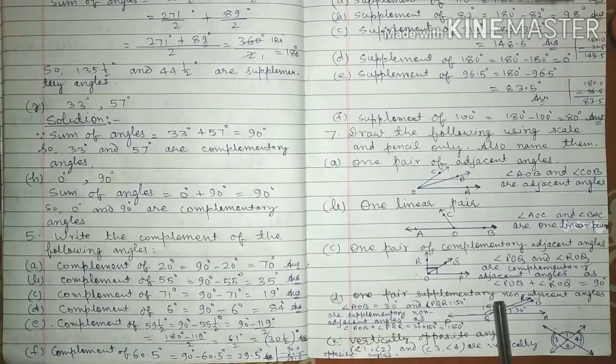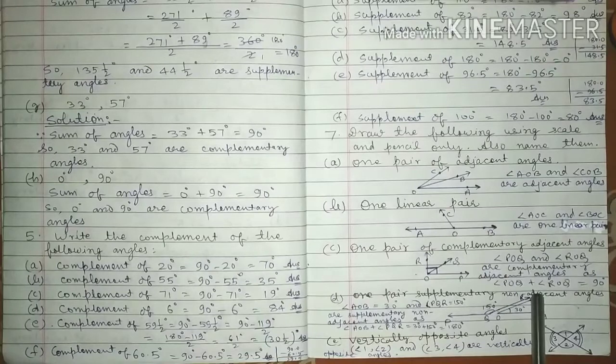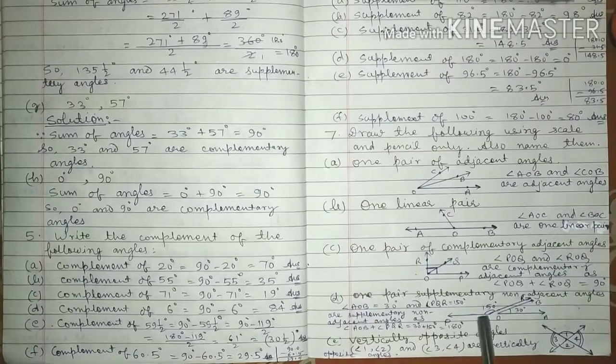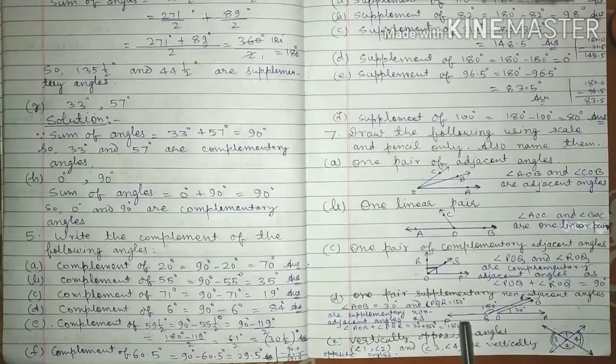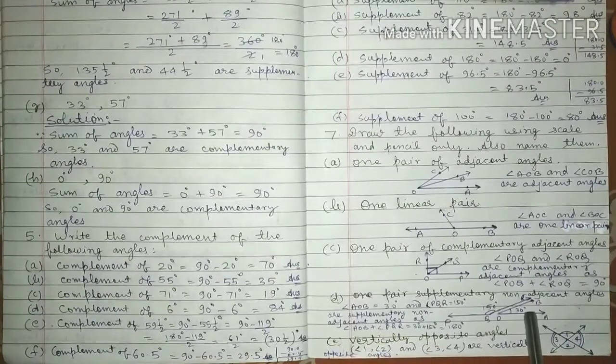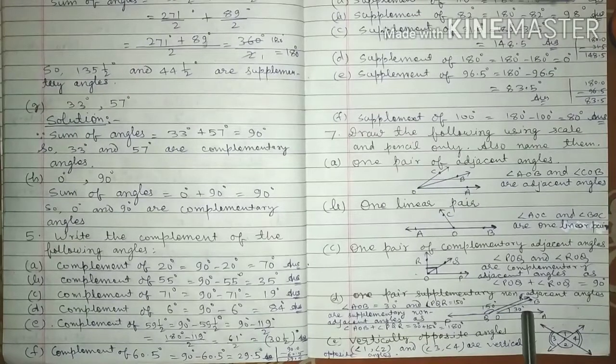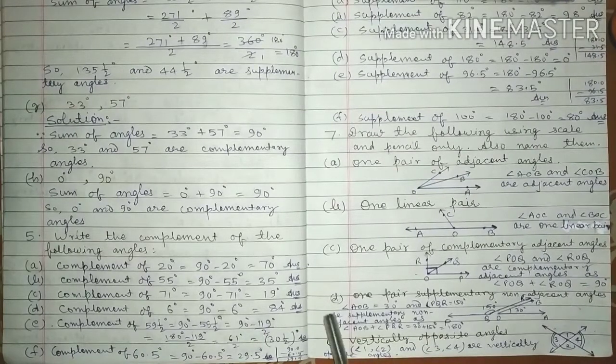D. One pair of supplementary non-adjacent angles. We draw angle AOB and angle PQR such that their vertices are not common and their arms are not common. Here we draw angle AOB equal to 30 degrees and angle PQR equal to 150 degrees. Their sum is 30 degrees plus 150 degrees equal to 180 degrees. So they are supplementary non-adjacent angles. This is the answer of question number D.